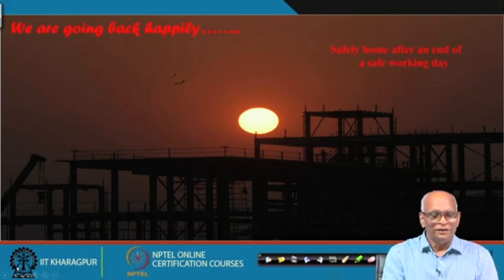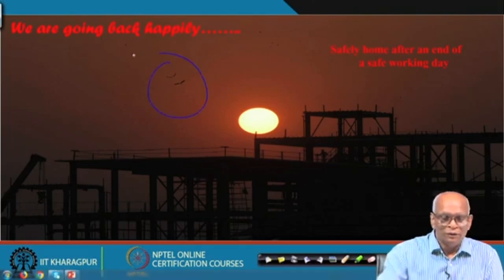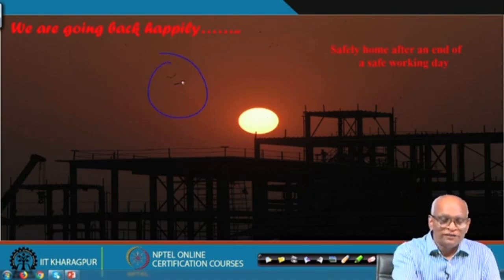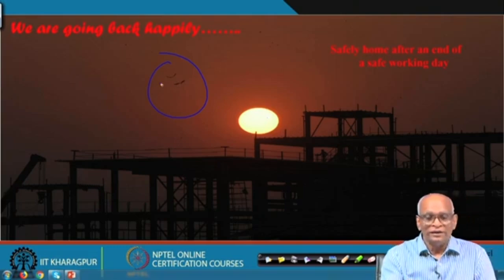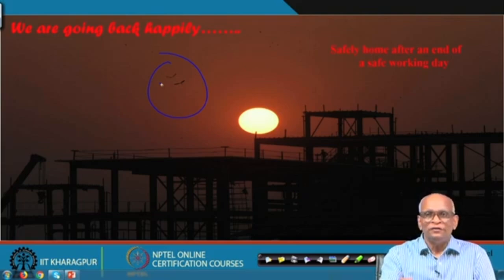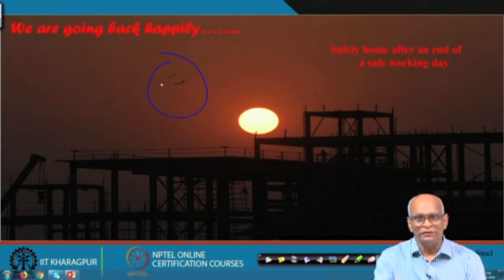If you do all these things, look at these birds, the sun is setting, birds are going happily to the organization. This organization believes and has ensured that all the people will go home safely. So the occupational health and safety system should finally make people go home safely, equipment work safely, processes work safely. That is the purpose of the occupational health and safety management system.